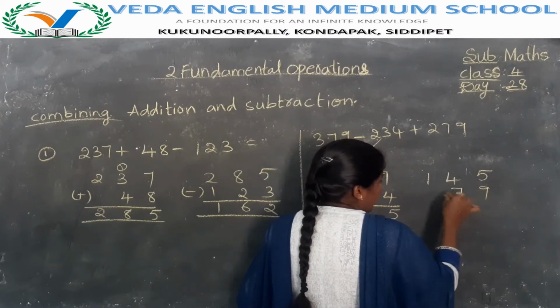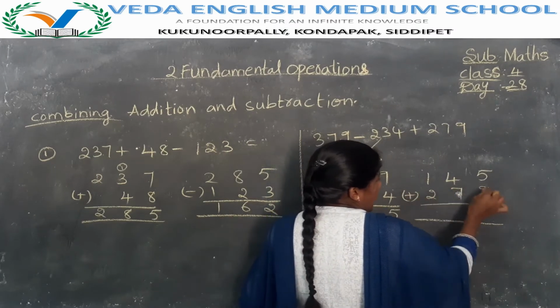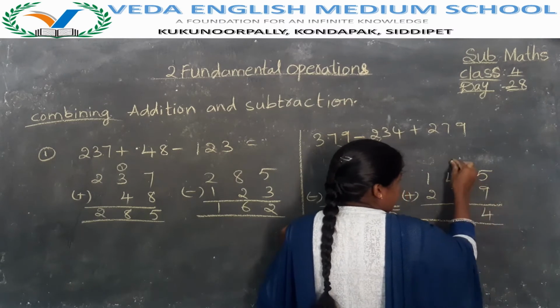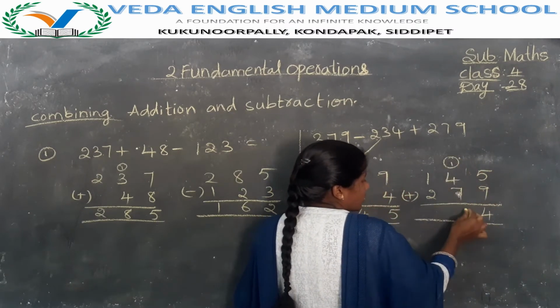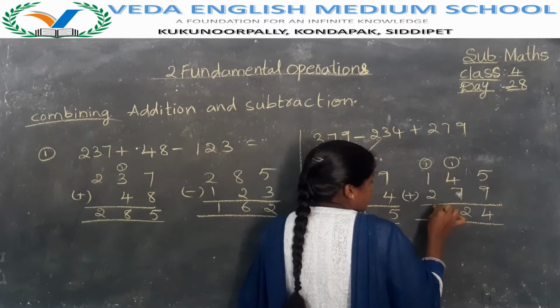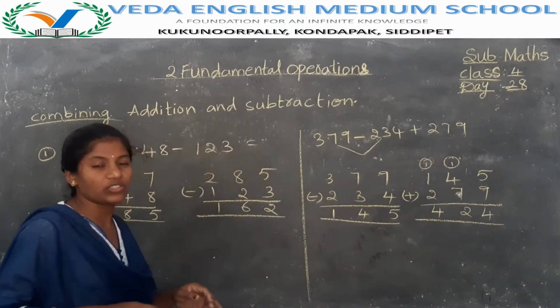9 7 2 plus 9 plus 5 is 14. 4 you have to write here, 1 becomes carried to the next number. 7 plus 4 is 11. 11 plus 1 is 12. 2 you have to write here, 1 becomes carried. 1 plus 1 is 2. 2 plus 2 is 4. So answer is 424. Like this you have to do.